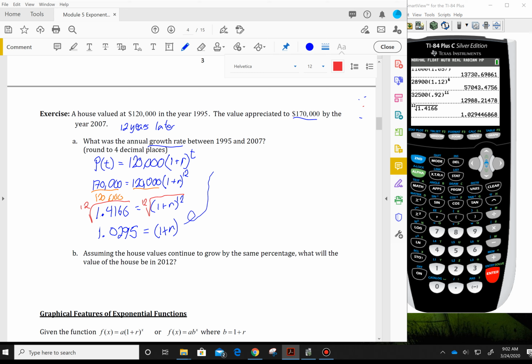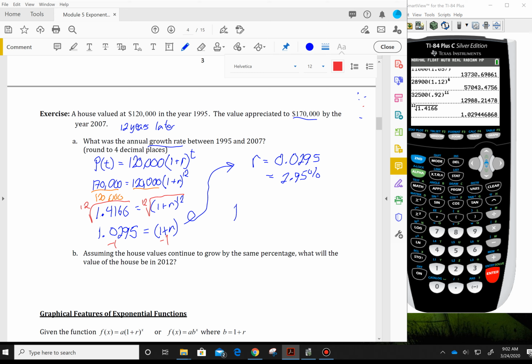But since we were looking for just in this problem the growth rate r, we can subtract 1 from both sides and say now that r is 0.0295 or 2.95% is the growth rate as a percent. But it might be helpful if we just wrote our exponential growth curve again so that we can see it. I think we're going to need it in step B.